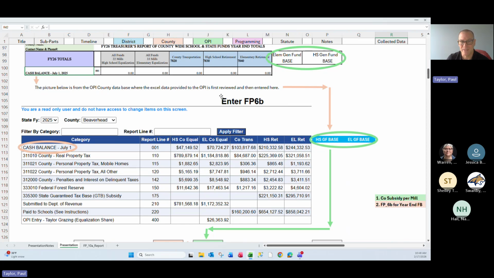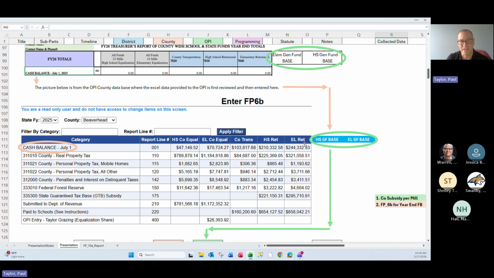Over here again, this is that screen in the OPI database. The database is called County. And what we'll be doing is adding 2 more columns here, one for the general fund base for elementary and high, just like we already have for transportation and the 2 retirements.